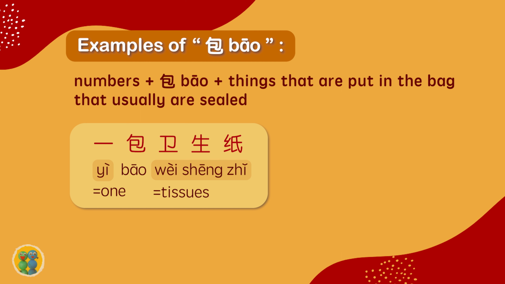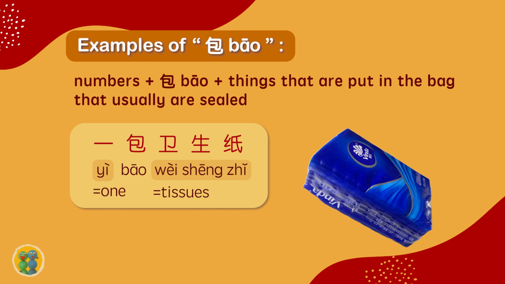And the next example, 一包卫生纸. It means one. 卫生纸 means tissues. So in this example also, tissues basically are sealed for sale, right? So this measure word is used for things that are in bags.